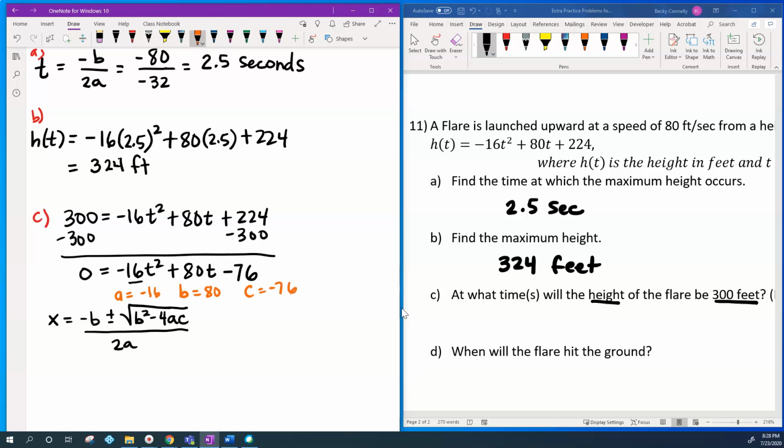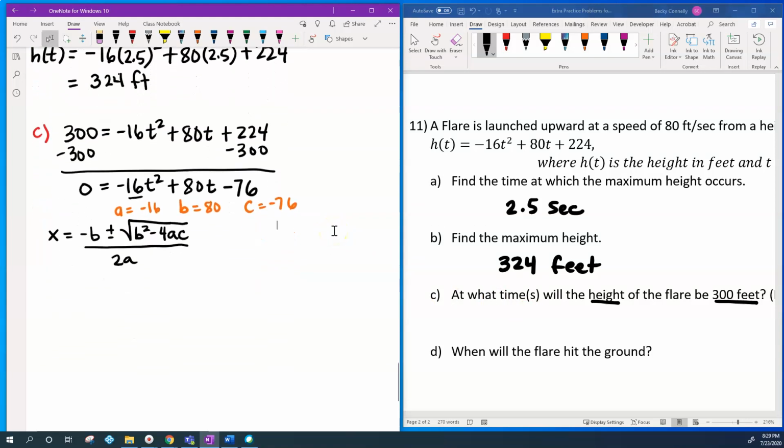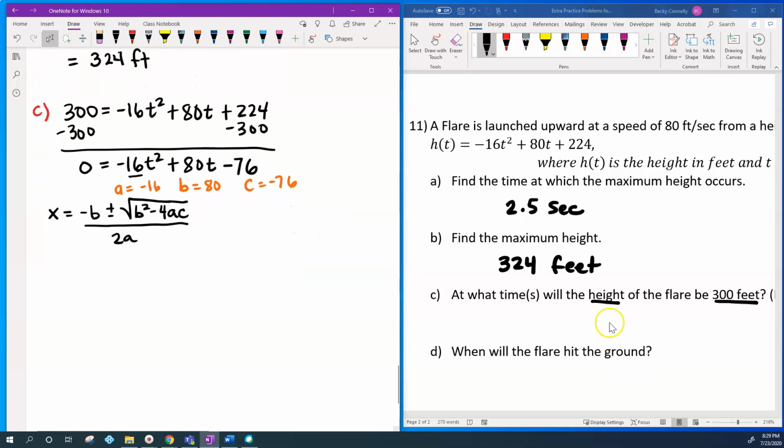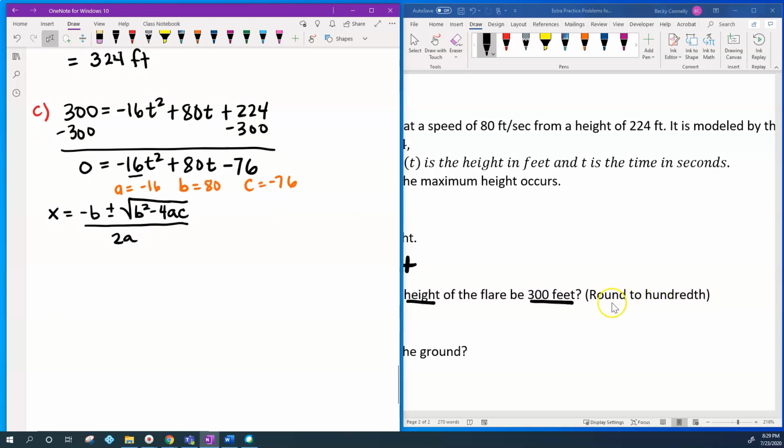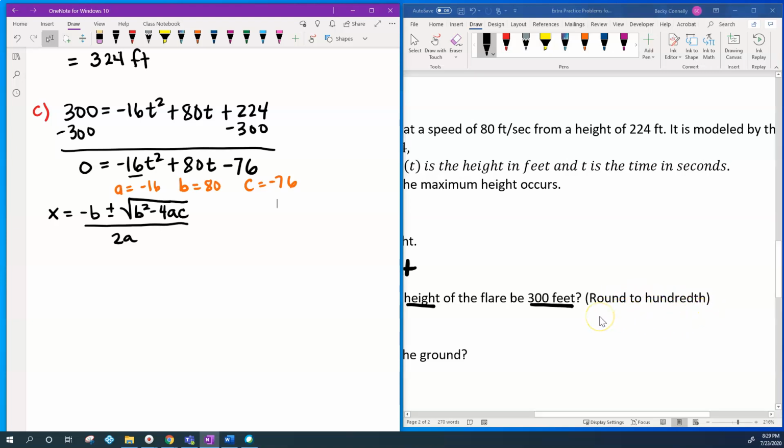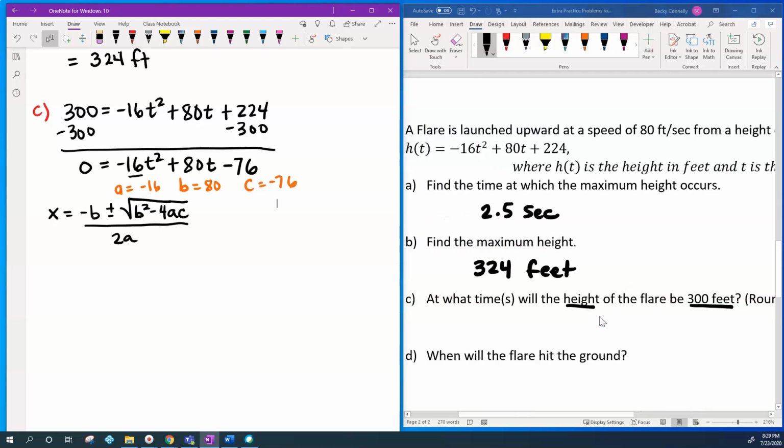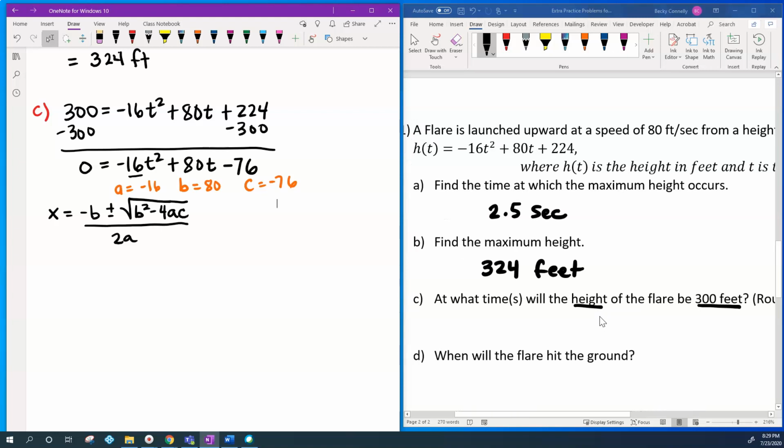These are some pretty big numbers, but you've got your calculator, so you can use that to help simplify. I want you to take a couple of minutes to plug those numbers into the quadratic formula. And then remember, the directions said to round your answer or answers to the nearest hundredth. Okay, I'll give you a few minutes on that.